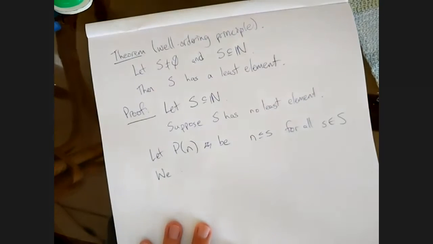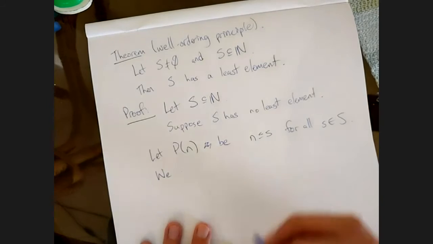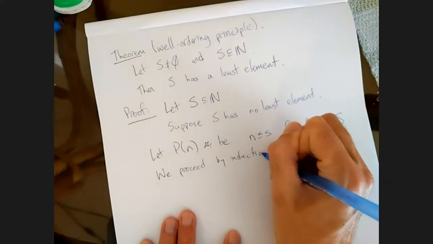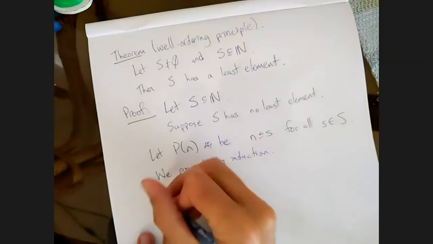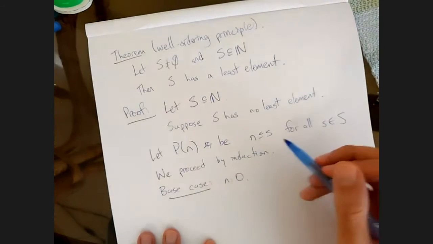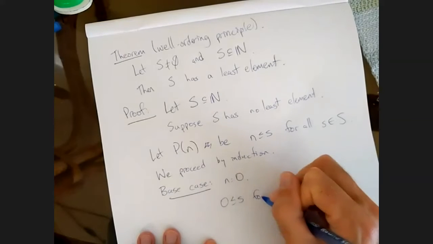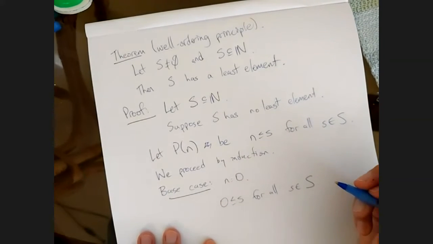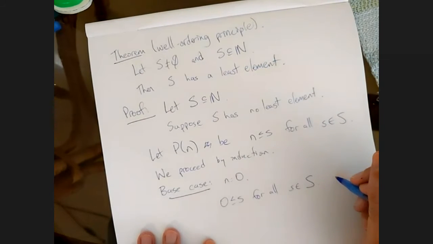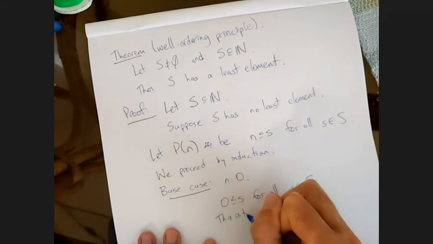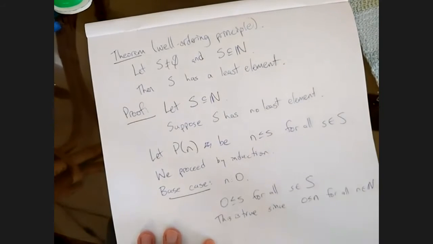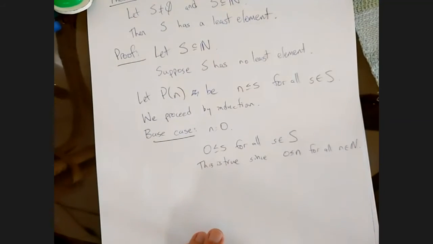I guess we should say we proceed by induction to let you know that we're using induction. Okay, we do the base case, n equals zero. Well, we have to show that zero is less than or equal to s for all s in S. This is true because zero is less than or equal to every natural number, and S is a subset of the natural numbers. This is true since we've shown that zero is less than or equal to n for all n. So P of zero holds.